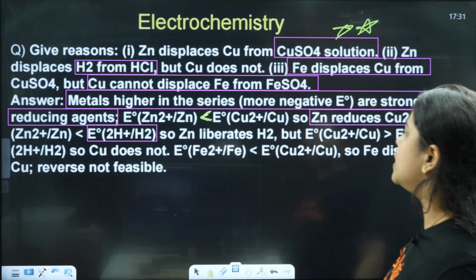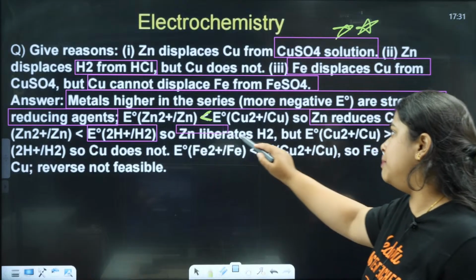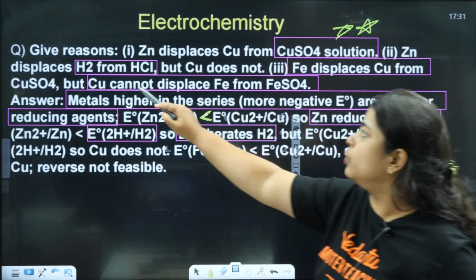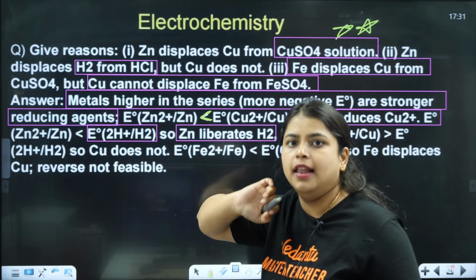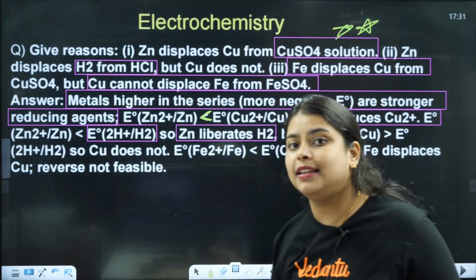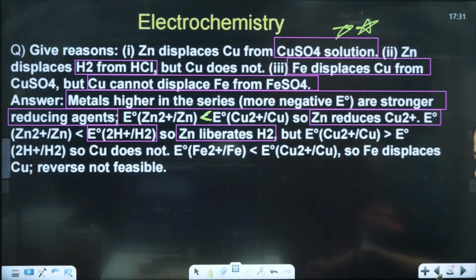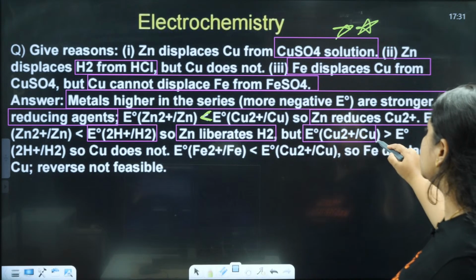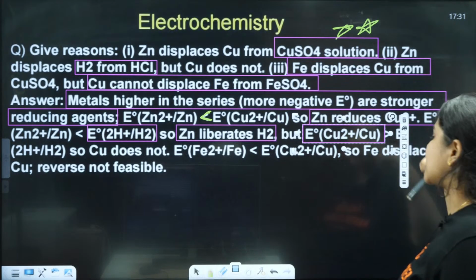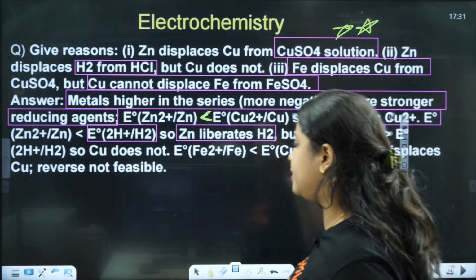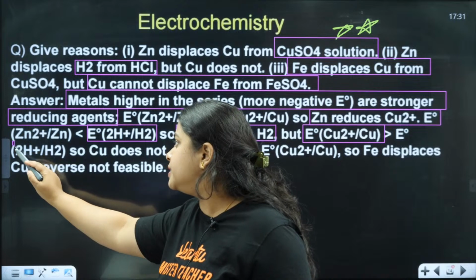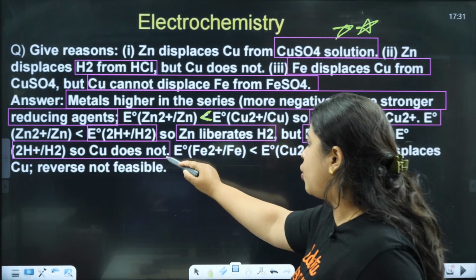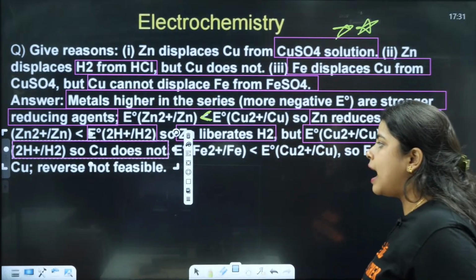Next one, what happens? Zn will liberate the H2 gas. For that only Zn is liberating the H2 gas here from the HCl. That is what the reason is. We are giving the reasons here because they have asked us to give reasons. But in case E naught of Cu2+ or Cu is greater than the E naught of 2H+, the copper does not liberate it.